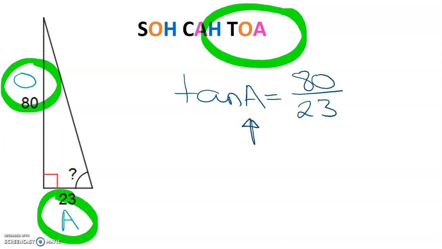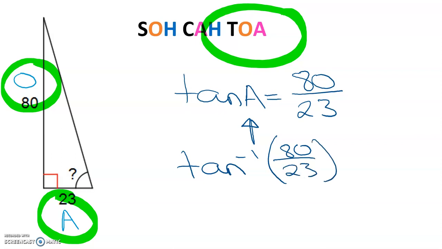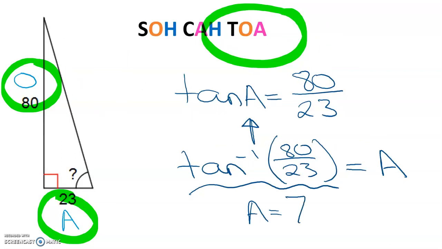Now we don't have the angle, so we have to use the inverse function. Tan -1 of 80 over 23. So this is in your calculator, and that equals my angle A. So you plug that in and you get 74 degrees.